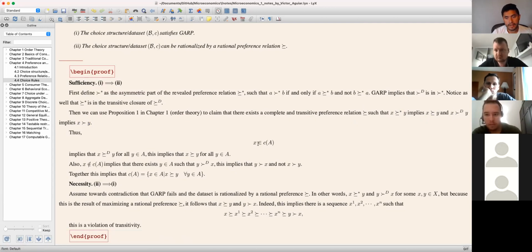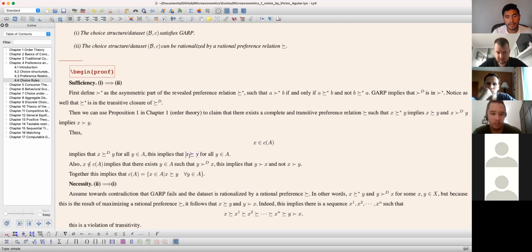So this means basically that X belongs to C of A implies that X is directly preferred to Y for Y in A, and this implies that X is better than Y for all Y in A. Why? Because now you have a complete and transitive preference relation that respects the observed data, which is the star data.